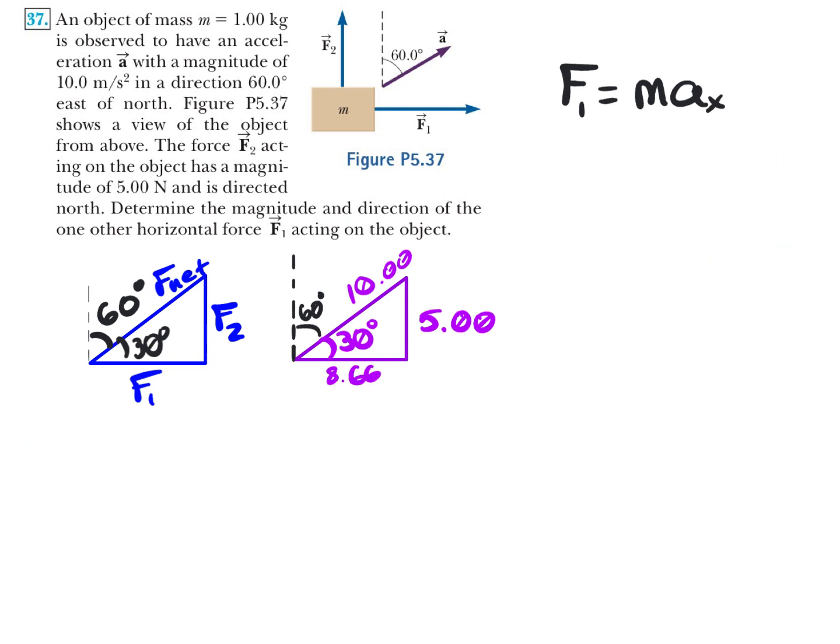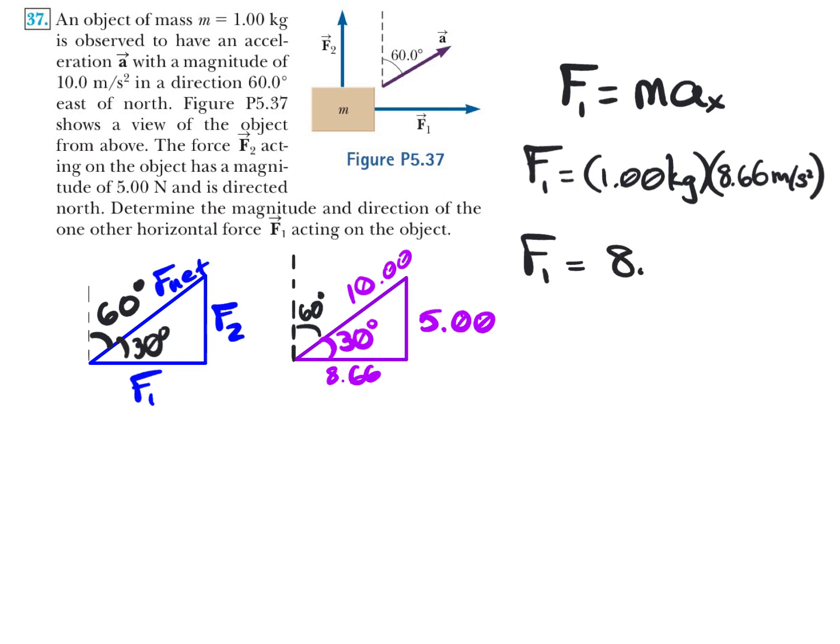Later, we could find the force, the horizontal force, using the mass times the acceleration. We have 1 kilogram times 8.66 meters per second squared. Multiplying those out will give us numerically the same value, different units, 8.66 newtons, and I'm done with my answer. So I put a box around it to show that I'm done.